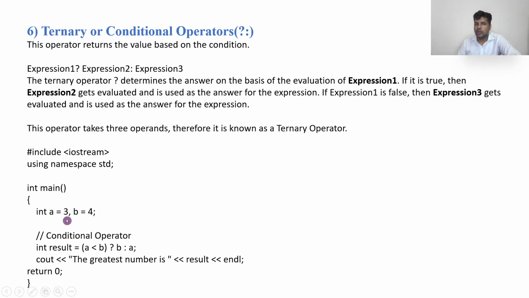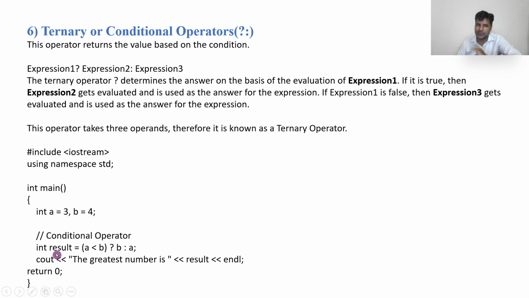See, a is equal to 3, b is equal to 4, right? So what is the condition? The result is equal to a less than b, then a, else b. Since a is 3 and b is 4, a is less than b, so the result should take b. So this is expression 1, expression 2, expression 3. The result will be 4, b is 4, right?